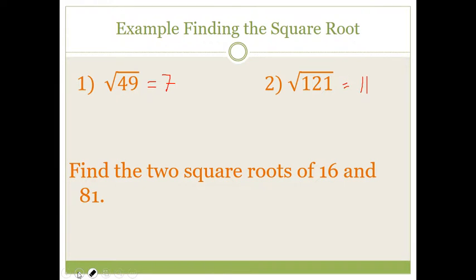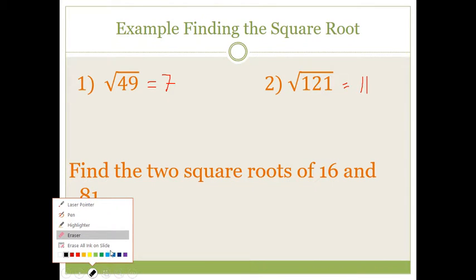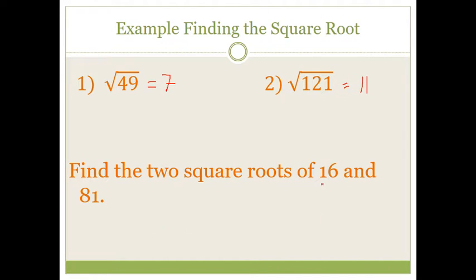All right. Now, in your lessons, you might see questions like this where it says find the two square roots of 16 and find the two square roots of 81. And so when they list it like that, then they're talking about both the positive and the negative solutions. So for the two square roots of 16, they might be expecting the answer both 4 and negative 4, because 4 times 4 is 16, and negative 4 times negative 4 is also positive 16.